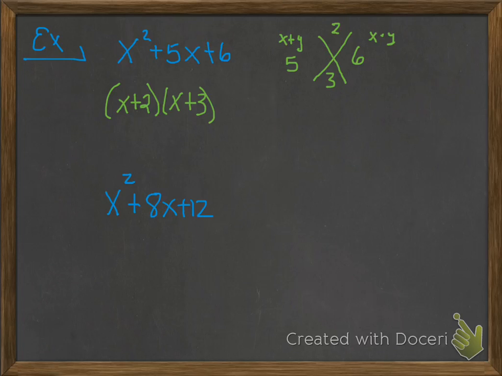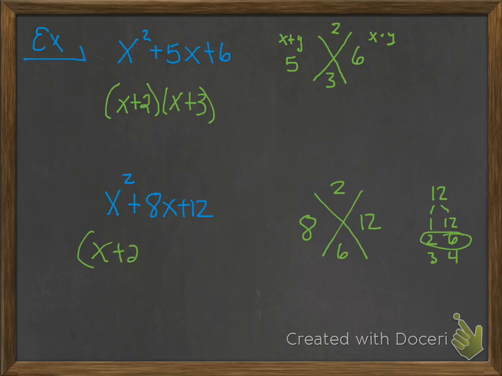Our next one, x squared plus 8x plus 12. Again, two numbers that multiply together to make 12, add together to make 8. Factors of 12, 1 and 12, nope, doesn't make 8. 2 and 6. Add together, yes, or 3 and 4, so 2 and 6. So we get x plus 2 and x plus 6, which makes 8.